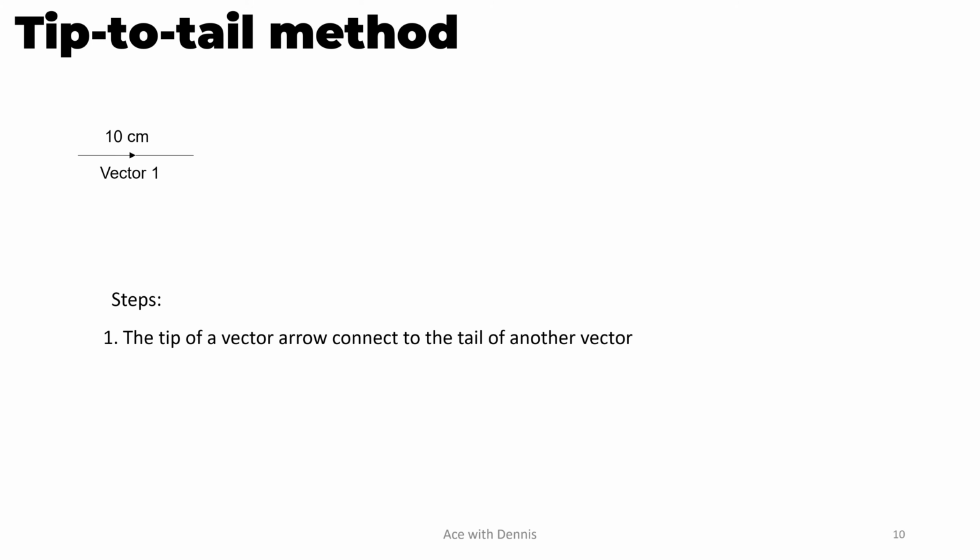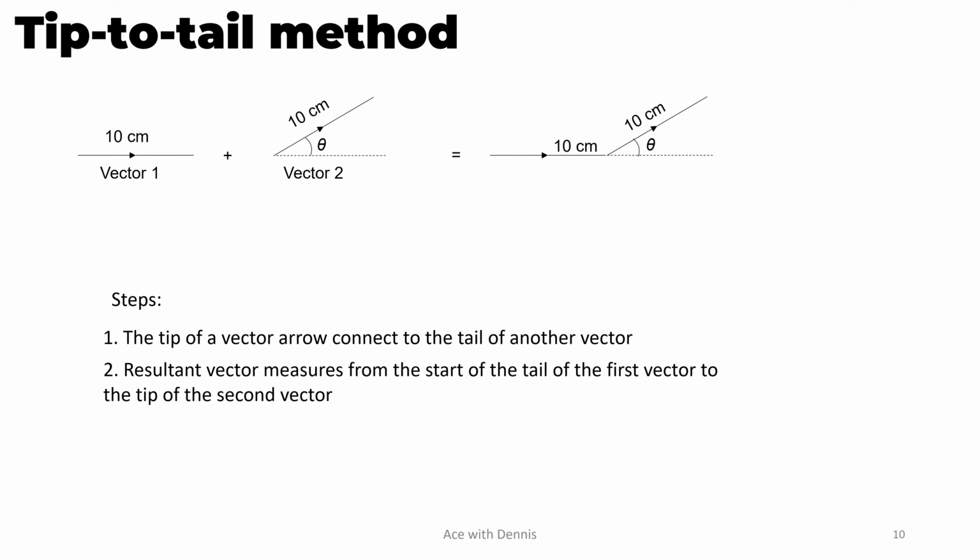Tip-to-tail method. So these are the steps. First, the tip of a vector arrow connects to the tail of another vector. This is vector 1, which is 10 cm, plus this is vector 2, the length is 10 cm, but there is a certain angle here, let's say theta. When we join them together, the first vector is 10 cm, right? The tip of this vector connects with the tail of the second vector, which is 10 cm as well for this case.